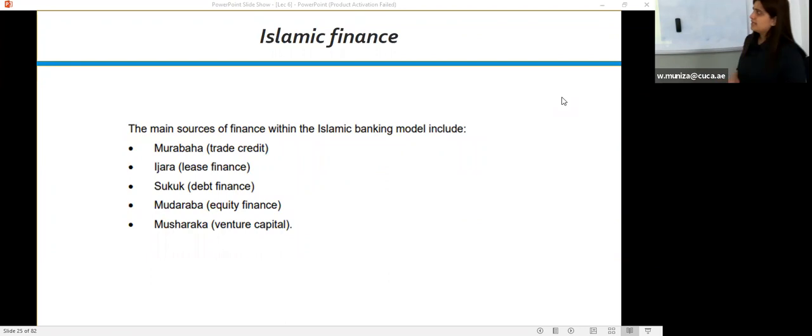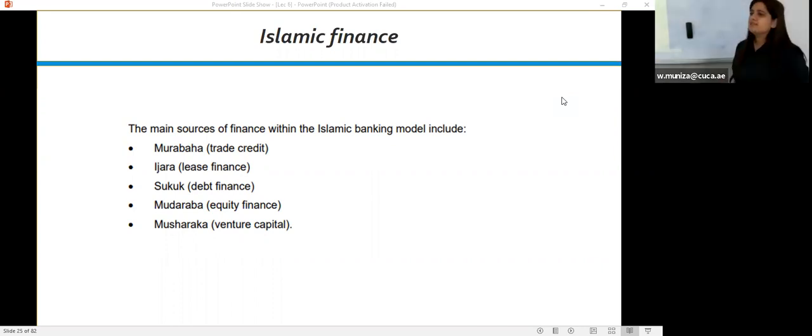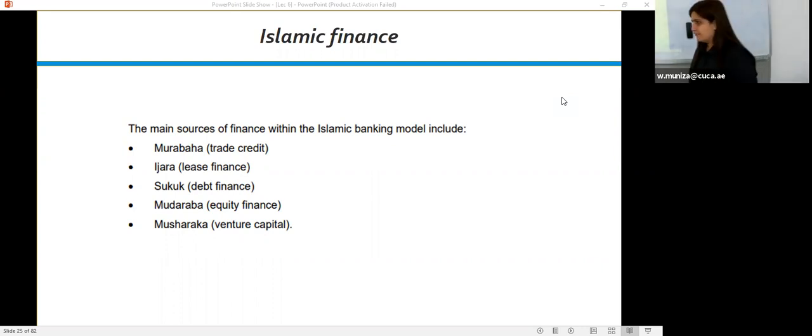Now, my students, the last discussion in this chapter is regarding Islamic sources of finance. Islamic sources of finance are of various kinds, and we are going to discuss only five out of them. The first one is Murabaha, then Ijara, Sukuk, Mudaraba, and Musharaka. These five are the popular kinds of Islamic financing.